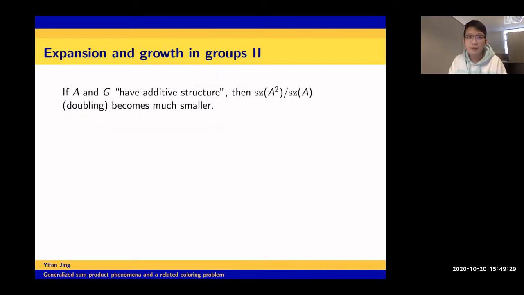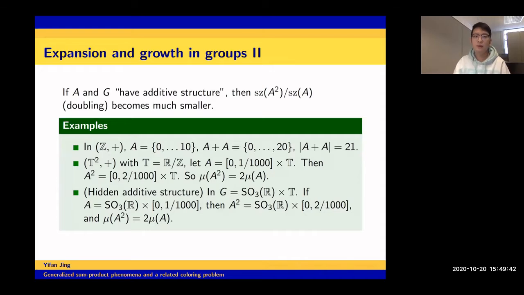On the other hand, if A and B have some additional structure, then we expect the size of A squared over the size of A, which we call the doubling constant, to become much smaller. There are also a couple of examples. For example, if A is an arithmetic progression of the first 10 integers, or 11 integers if 0 is also included, then A plus A is just from 0 to 20. You can see that A plus A is pretty small in this case.